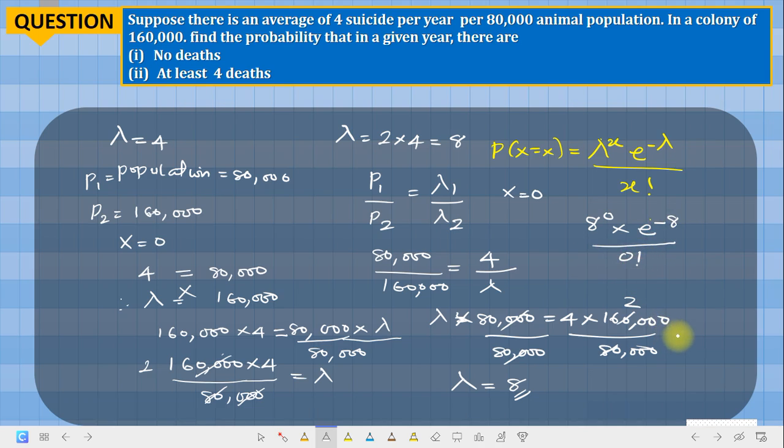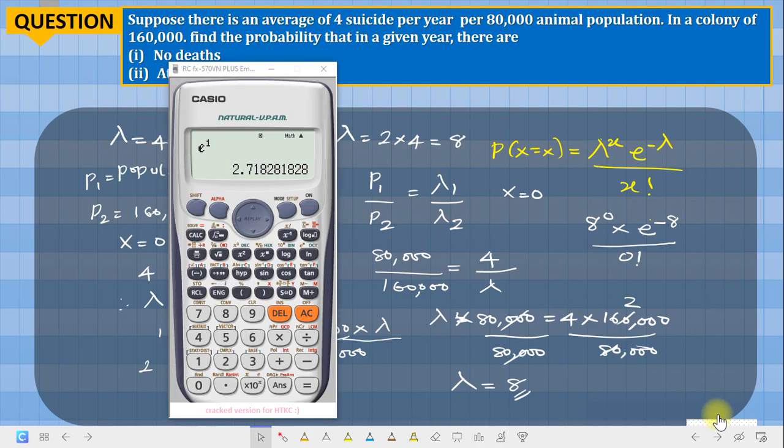We can easily use our calculator to get this answer by doing this. Now, if we want to use our calculator to get this answer, what do we need to do? First of all, we press this symbol here, which is the fractional symbol, and then put 8 raised to the power of what? 0. Are we getting it?